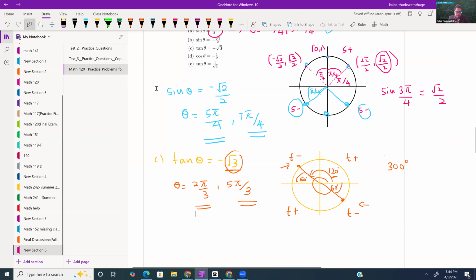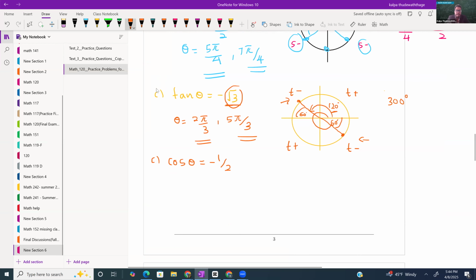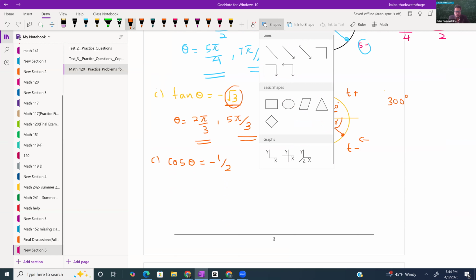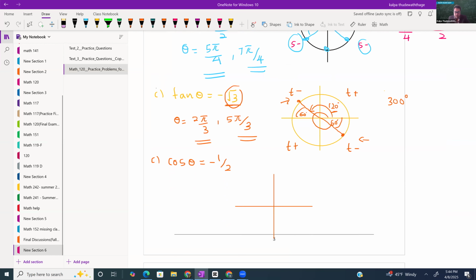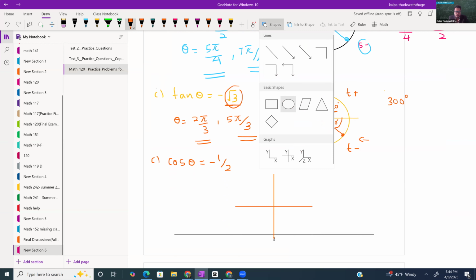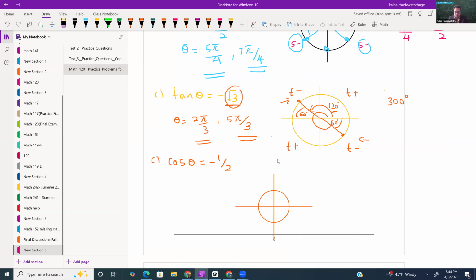How do you do cosine theta is equal to negative half? Cosine, I can draw, but you don't need to draw all the time. If you get the idea, you can quickly get it, and because you have the unit circle with you, right? You don't need to always draw. You can check the unit circle and get those values. Negative half. Half is related with cosine pi over 3. I know cosine pi over 3 is half.